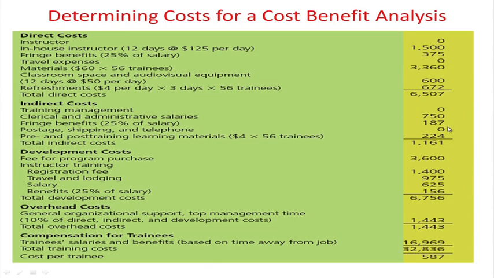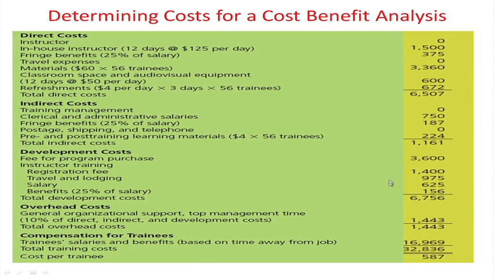Then you move to the indirect costs like training management costs, then clerical administrative expenses, fringe benefits that you have to calculate, then postal, shipping and telephone costs, then pre and post training learning materials for all the participants, then that is the total indirect cost, and then the development cost, fees for the program purchase, instructors training, registration fees, travel and lodging, salaries, benefits. So, all this is calculated. So, once you calculate all this, then also look at the overhead costs, general organization support overhead, that is 10% of all the costs that is here. Okay. So, the total overhead cost becomes this much.